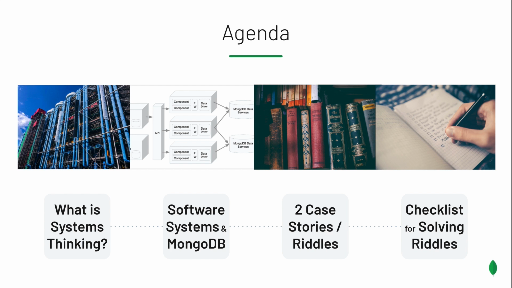First, we'll talk about systems thinking in general. Then we'll look at software systems. We'll start with the big picture. We often find the cause of performance problems in application code, frameworks, or underlying technologies like the operating system, virtual machine, or hardware. Next, we'll delve deeper into MongoDB components and subsystems. Later, Tom will walk you step by step through 2 case stories where he'll solve a number of riddles. Finally, we'll provide you with a checklist and pointers to some resources you can use to find the answers to your own performance riddles.